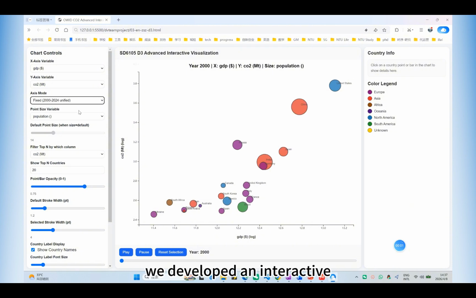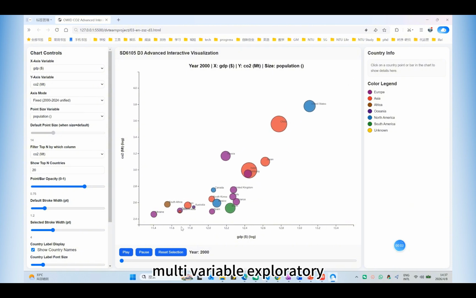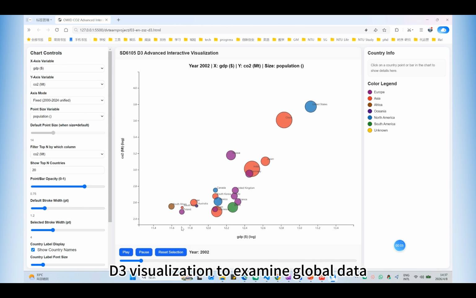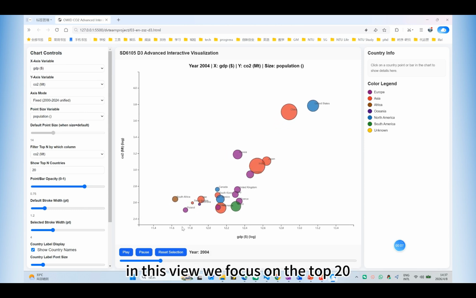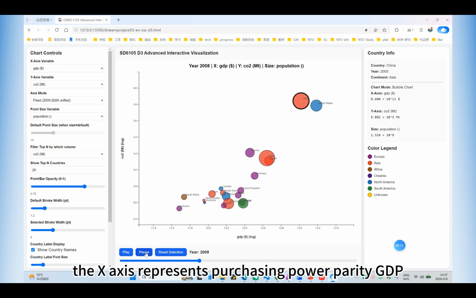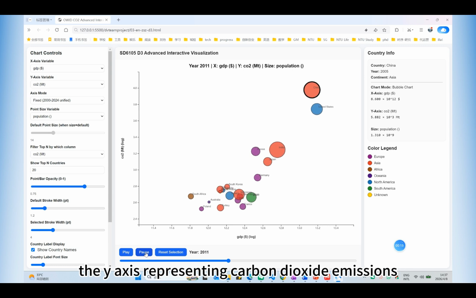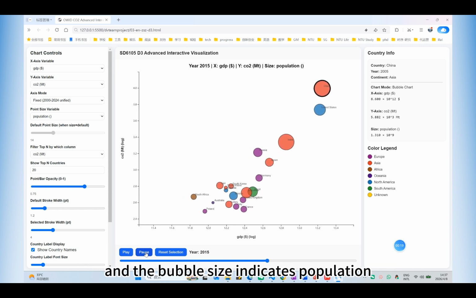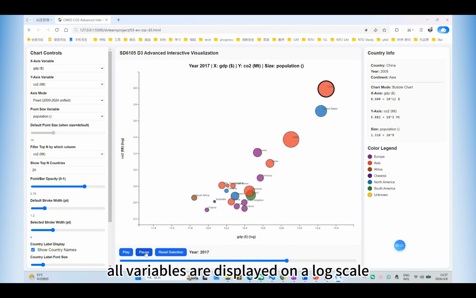We developed an interactive, multivariable exploratory D3 visualization to examine global data. In this view, we focus on the top 20 carbon dioxide emitting countries. The x-axis represents purchasing power parity (GDP), the y-axis represents carbon dioxide emissions, and the bubble size indicates population. All variables are displayed on a log scale.